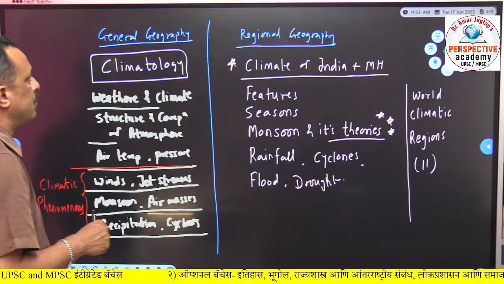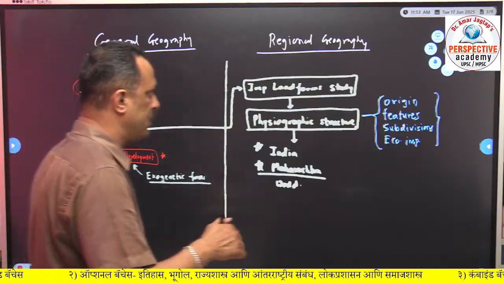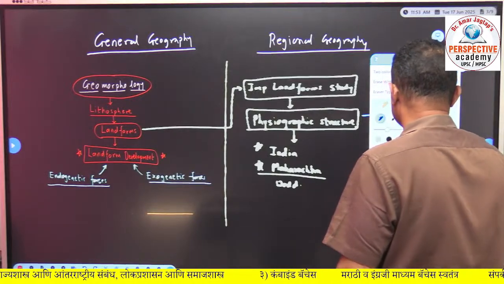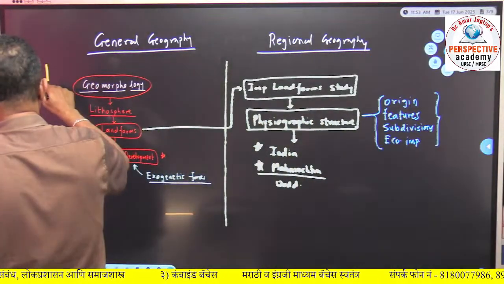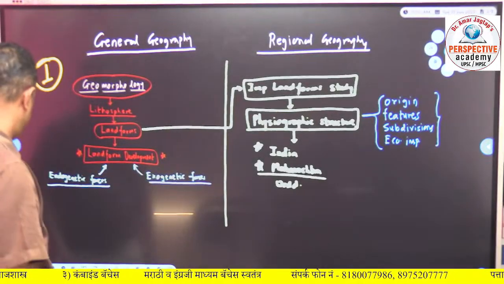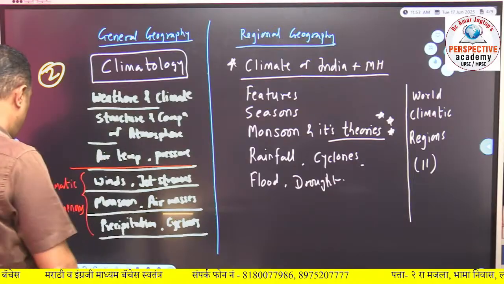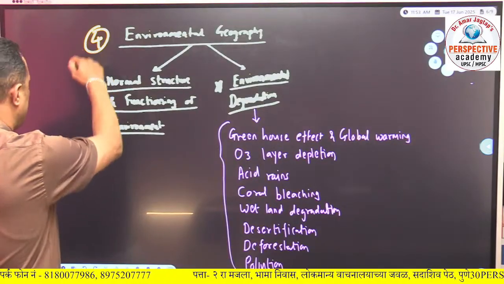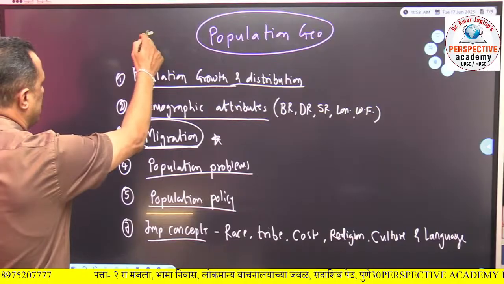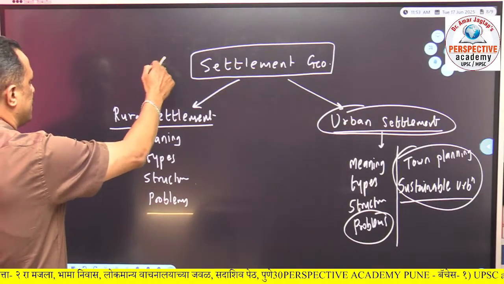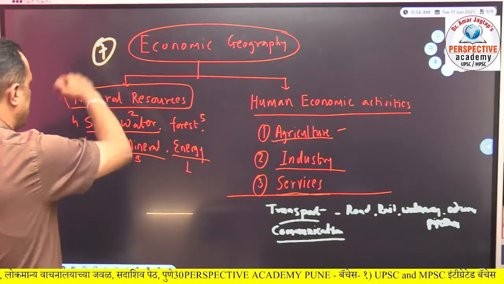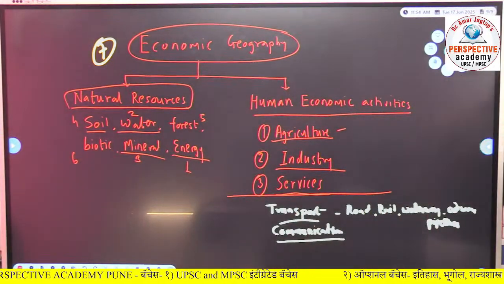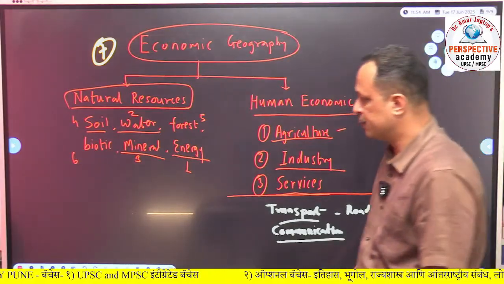So these are the 7 components which we are going to cover in the syllabus of geography. I will just mark them. This is the first one, geomorphology and its application. Then this is the second one, climatology and its application. This is the third one, oceanography. This is the fourth one, environmental geography. This is the fifth one, population geography. This is the sixth one, settlement geography. And this is the seventh one, economic geography. Clear?